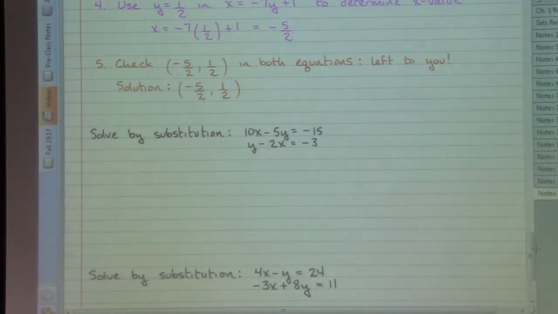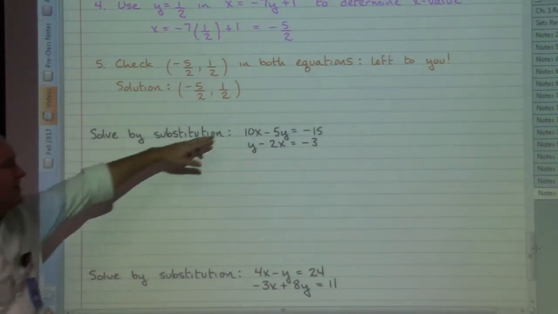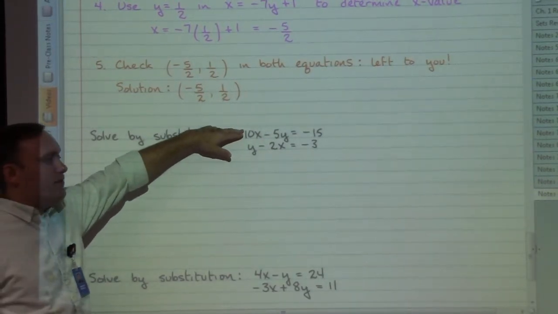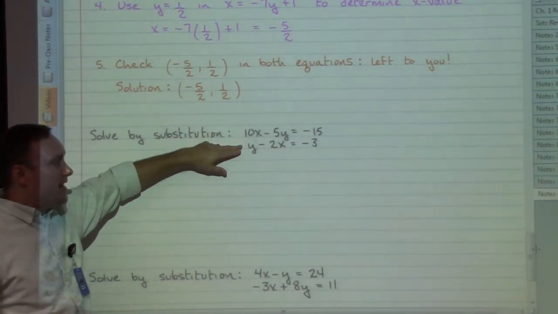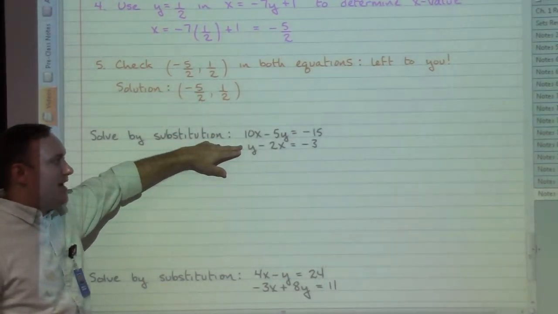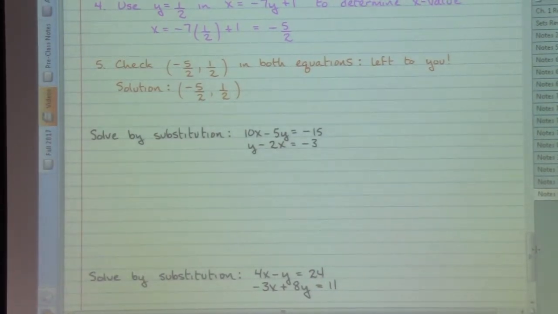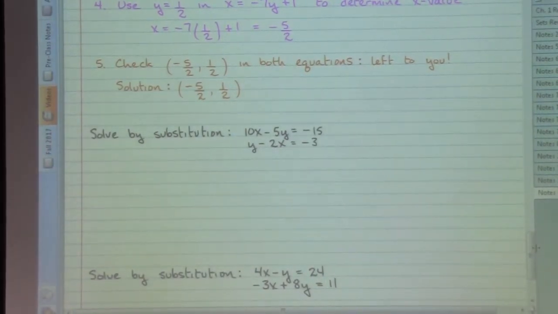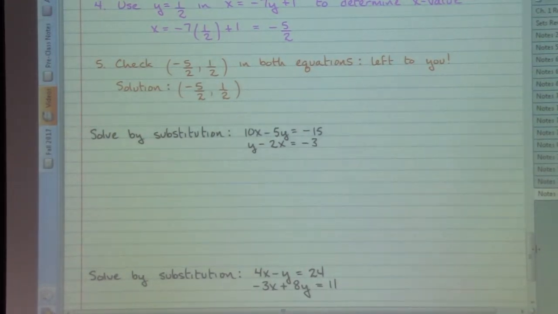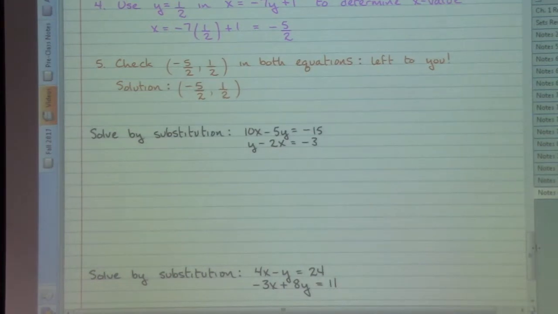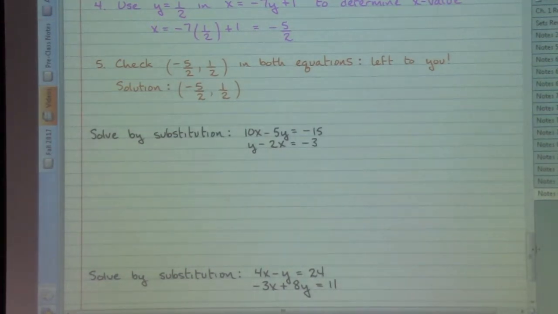To take a look at a couple more of these, starting with this next one, the first equation says 10x minus 5y equals negative 15, and the second equation says y minus 2x equals negative 3. What we've got going on again from our first step are these different choices that we can make. We can solve the first equation for x or y. We can solve the second equation for x or y.